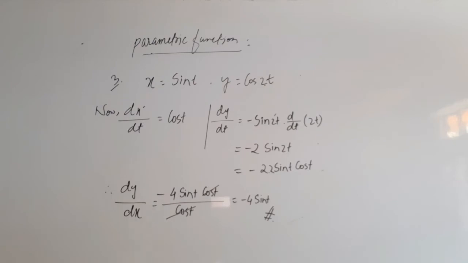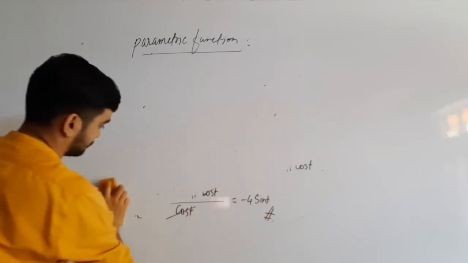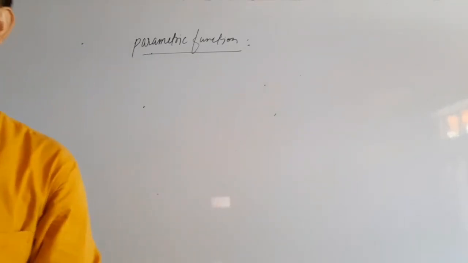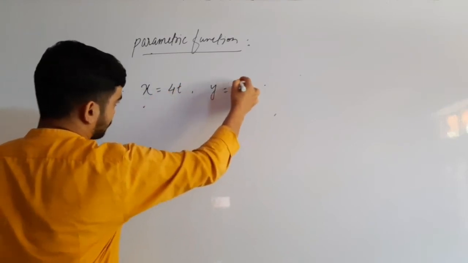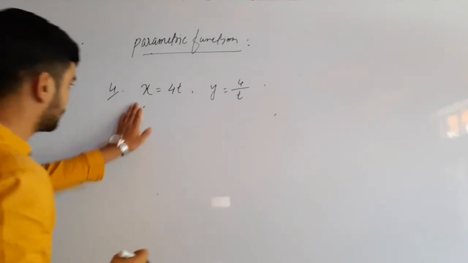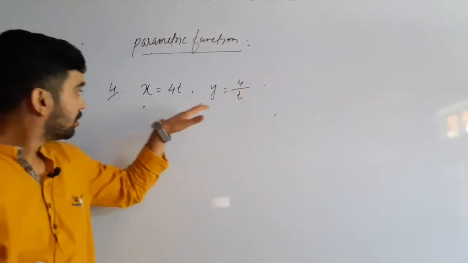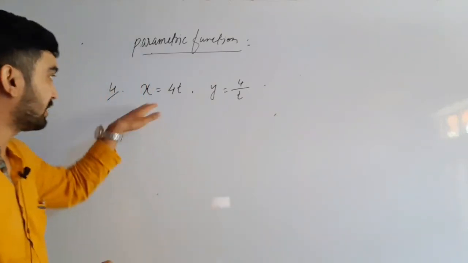Question number 4: x equals 4t and y equals 4 by t. Here also both are functions of t, x is a function of t, y is also a function of t. There are two variables, both functions of t.